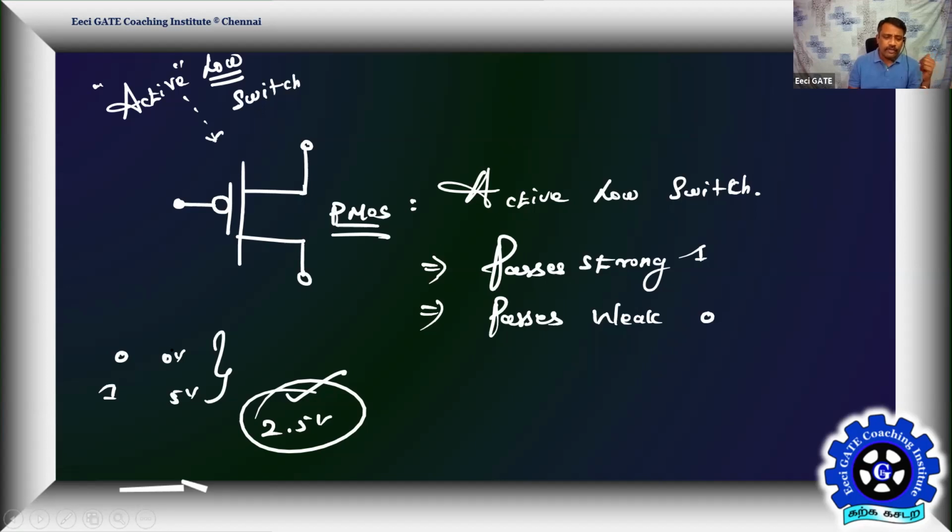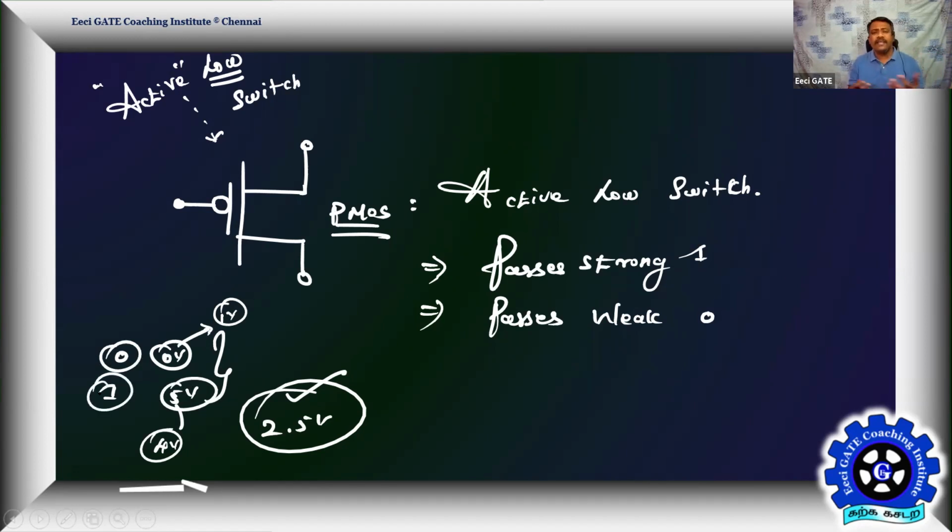Strong 0 means exactly 0, strong 1 means exactly 5. That's what digital logic is all about. In between there is a margin. Maybe 0 to 1 volt is treated as 0, and maybe 4 to 5 volt will be treated as logic 1. Like that, there is a margin available for low logic and high logic. So 0 to 1 can be treated as the low logic margin, and 4 to 5 can be treated as the high logic margin.